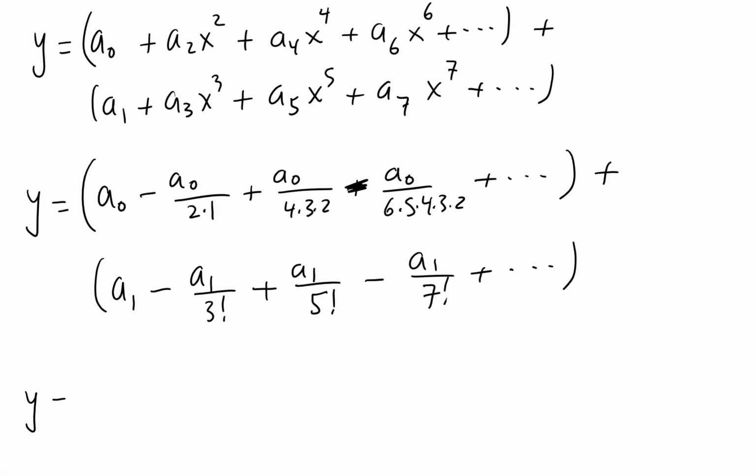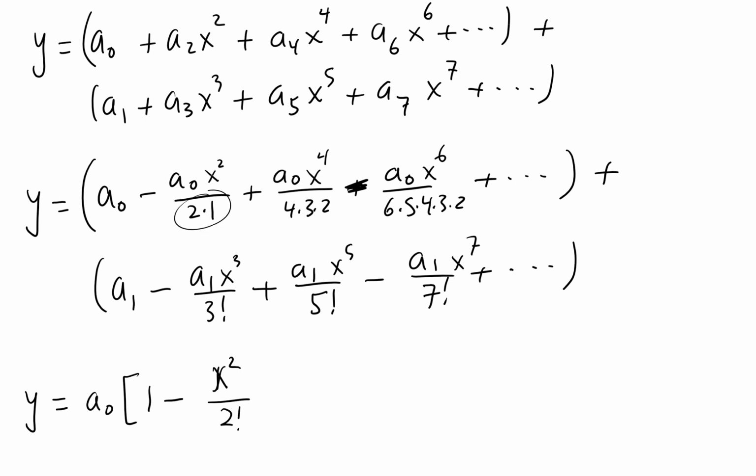And then watch something. First thing, in the first parentheses, we can take a0 out, and that will leave 1 minus 1. Oh wait, I forgot the x squared, x to the 4th, x to the 6th, x to the 3rd, x to the 5th, x. I was just paying attention to coefficients. So that's x squared over 2 times 1. Notice 2 times 1 you can write as 2 factorial. x to the 4th, this is 4 factorial. x to the 6th, 6 factorial.